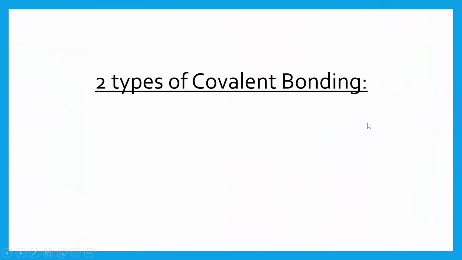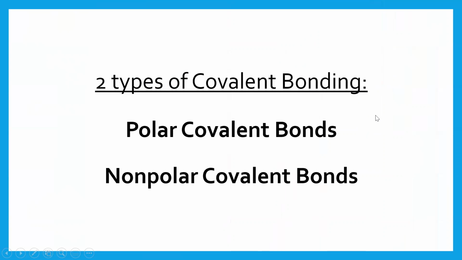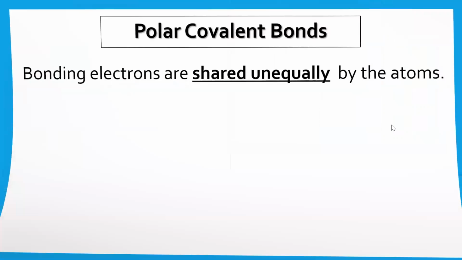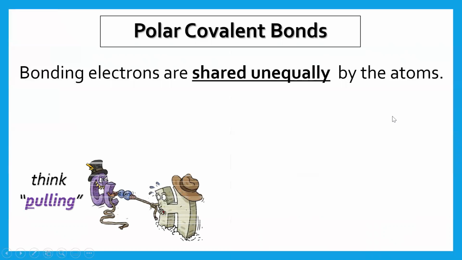There are 2 types of covalent bonds. You can have a polar covalent bond or a non-polar covalent bond. In a polar covalent bond, you're still sharing electrons because that's what a covalent bond is, but the sharing is unequal. This is because one element or one atom is bigger than the other. So I tell students to think of P, polar, and P, pooling. If you're pooling on the electrons, you are not sharing them equally.